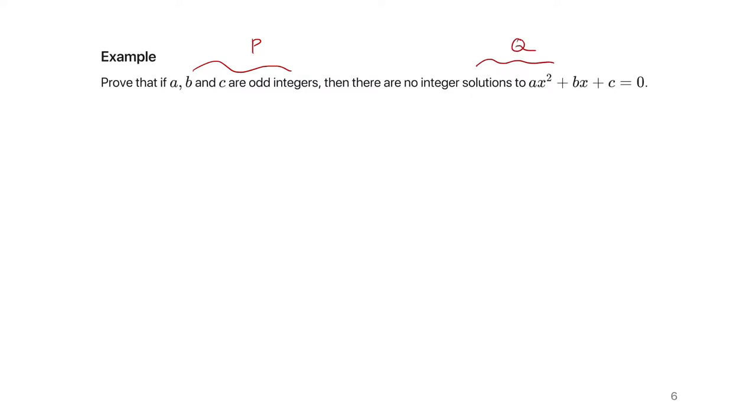And what's the negation of P implies Q? Anyone? Negation of P implies Q? Right. So the negation of P implies Q is P and not Q. So what we'll do is assume that A, B, and C are odd integers, and that there are integer solutions to this: Ax squared plus Bx plus C is equal to 0.